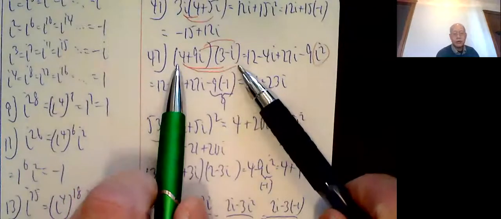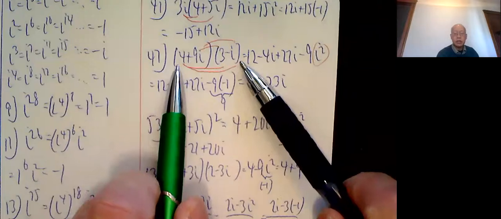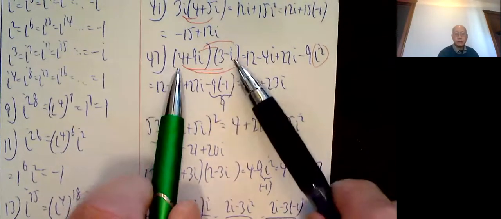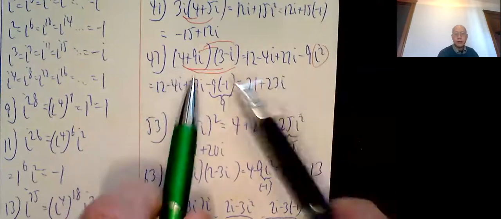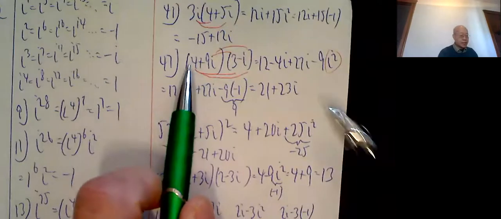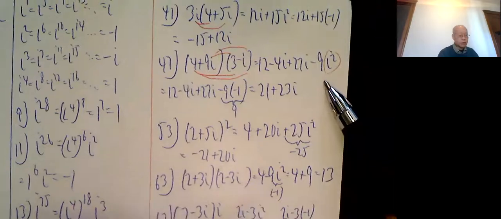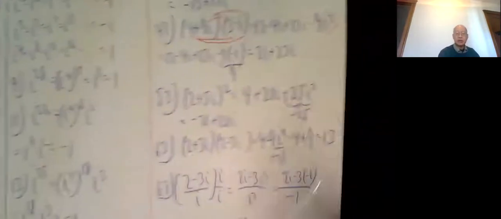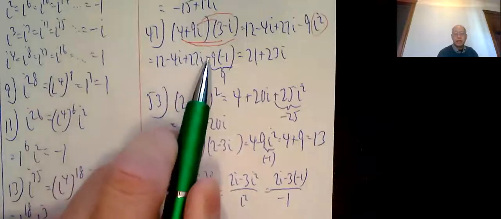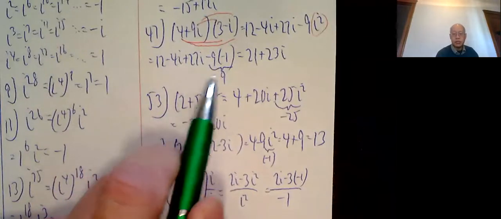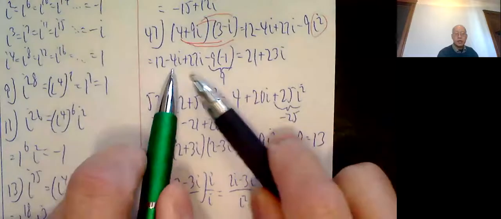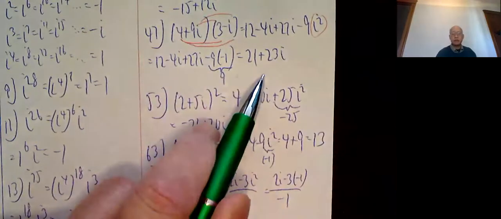Okay, this one is just FOIL, except anytime you see an i squared, change it to -1. So first, 12. Outer, -4i. Inner, plus 27i. Last, -9i squared. And there's the i squared. i squared becomes -1. So leave that alone, leave it alone, leave it alone. But it's -9 times -1, which is 9. Okay, and then 12 plus 9 is 21. -4i plus 27i is 23i.